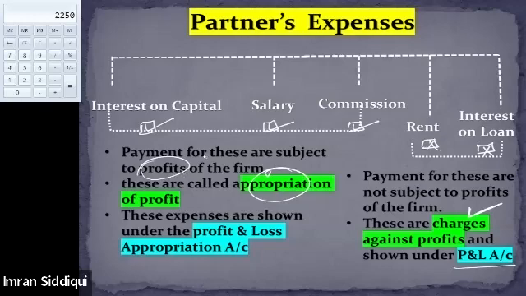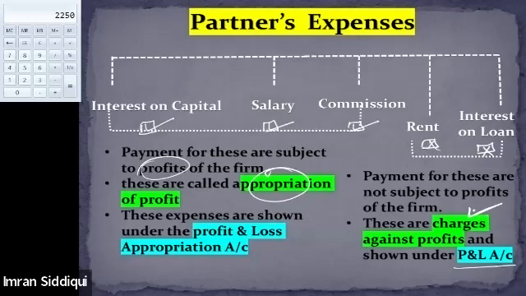That means if the firm has a sufficient amount of profit available, then the firm is required to make the payment of interest on capital, salary, and commission. If the firm does not have a sufficient amount of profit available, then the firm is not going to pay interest on capital, salary, and commission. On the other hand, rent and interest, since these are treated as the charge against profit, therefore, irrespective of whether the firm has a sufficient amount of profit available or not, the firm will have to make the payment for these expenses.